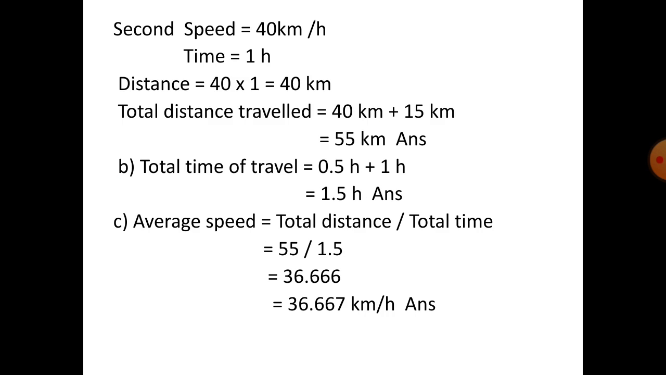Second speed is given as 40 km per hour and time is equal to 1 hour. So distance is equal to 40 into 1, which is equal to 40 km. The total distance travelled is equal to, we'll add both the distances, 40 km plus 15 km, which is equal to 55 km. And total time of travel is equal to 0.5 hour plus 1 hour, which is equal to 1.5 hours. So average speed for this part is equal to total distance by total time taken. This is 55 by 1.5, which is equal to 36.666 or 36.667 km per hour.